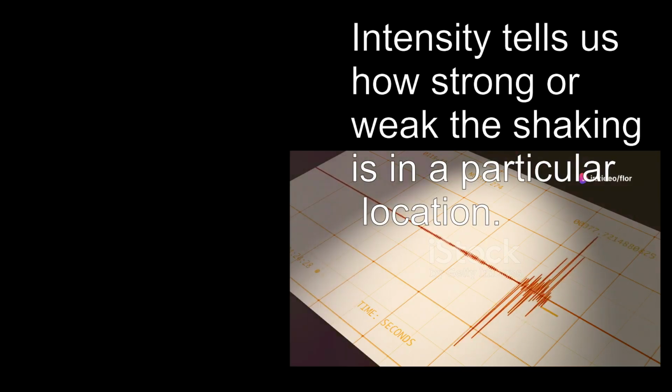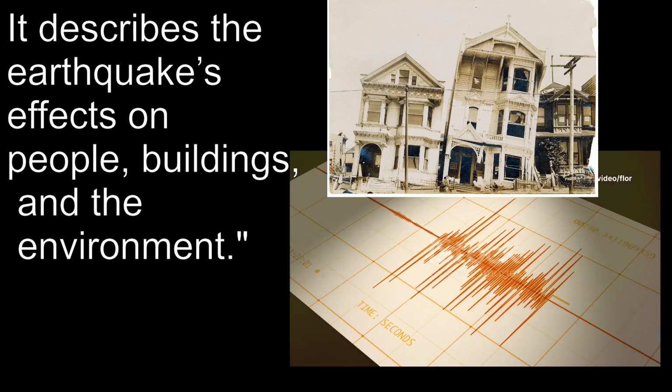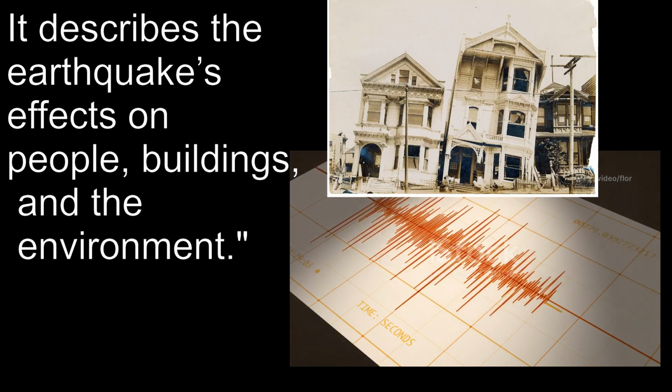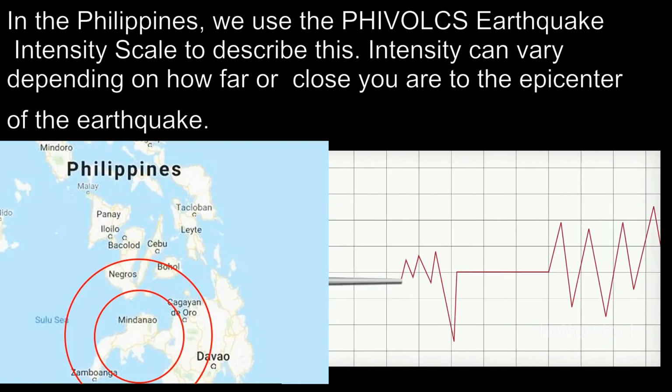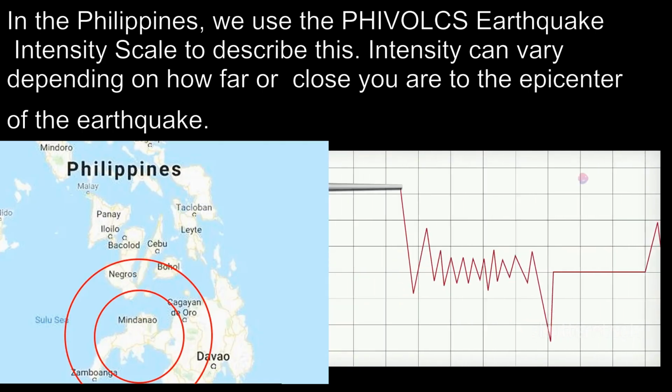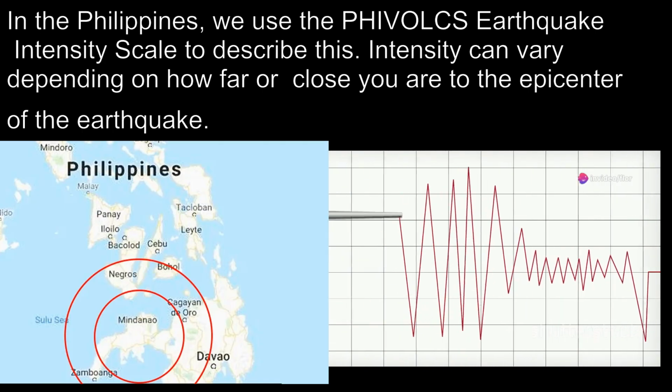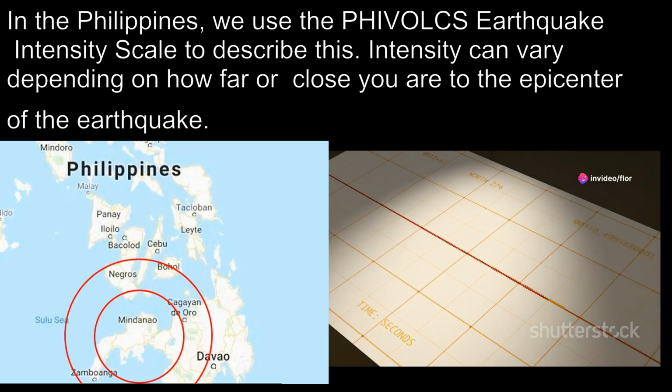Intensity tells us how strong or weak the shaking is in a particular location. It describes the earthquake's effects on people, buildings, and the environment. In the Philippines, we use the PHIVOLCS earthquake intensity scale to describe this. Intensity can vary depending on how far or close you are to the epicenter of the earthquake.